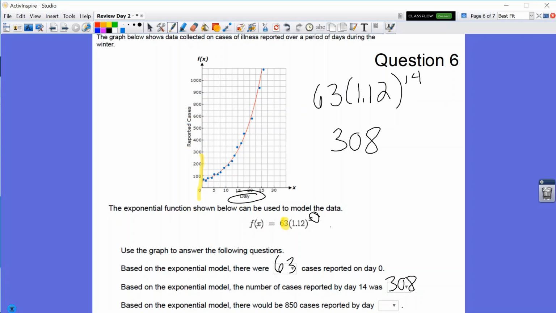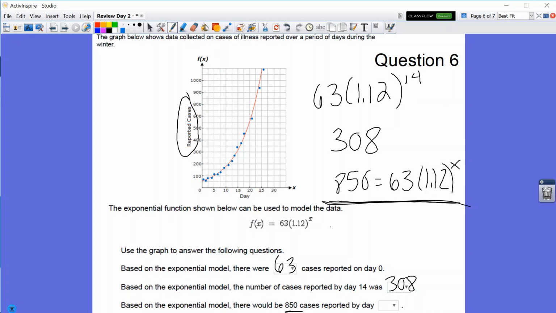All right, finally, this is the one that gets a little bit tricky. It says, based on the exponential model, there were 850 cases reported by day blank. So this time, if we plug in to where it's supposed to go, let me erase some of this. So our y values this time are reported cases. So they're giving me a y value. So if I plug that in, I would have 850 equals 63 times 1.12 to the x power. This is not something that we have ever taught you guys how to solve. So what we need to use is our other resources that are available to us. And in this case, that is our graph.